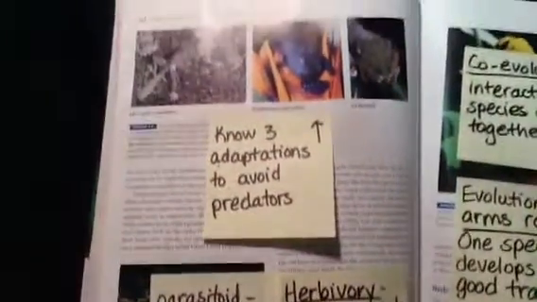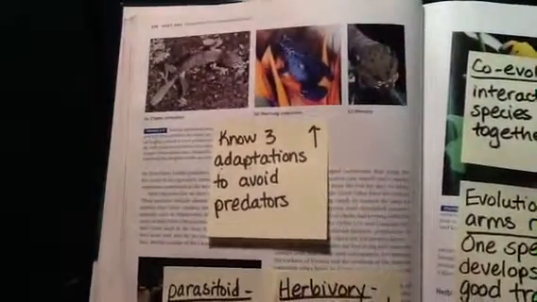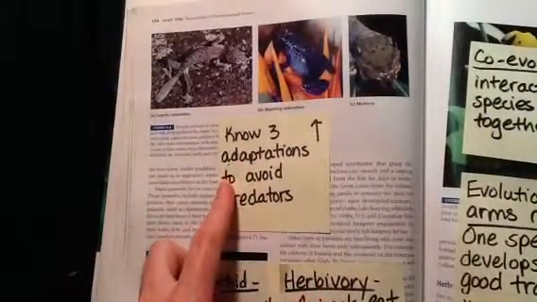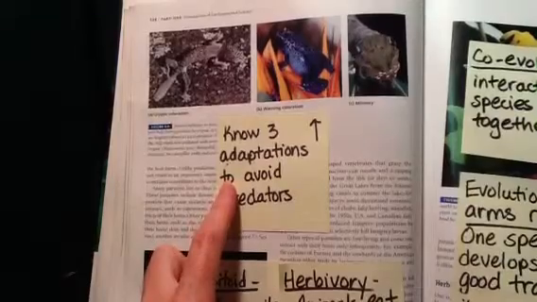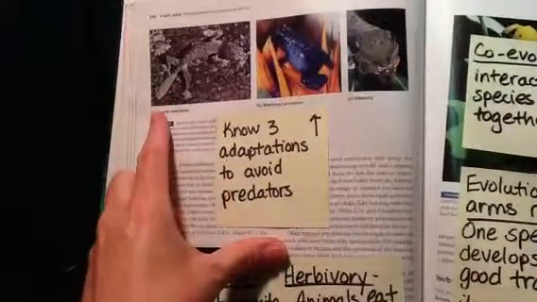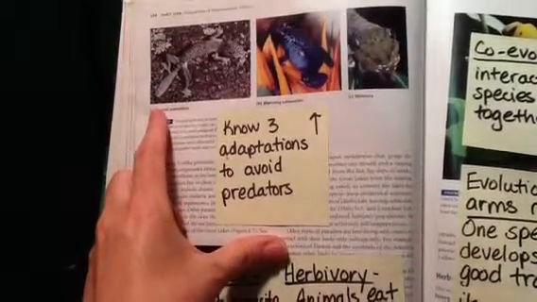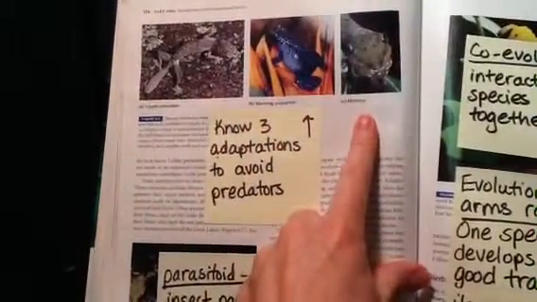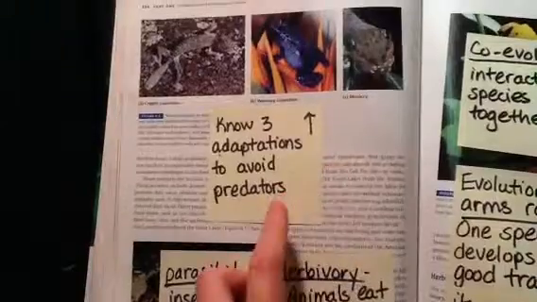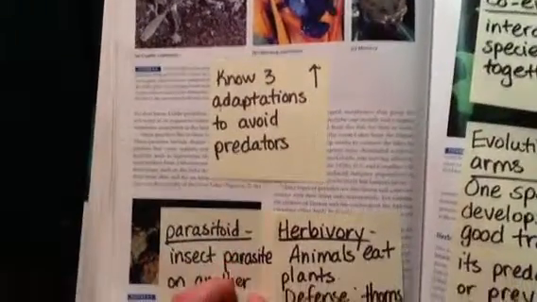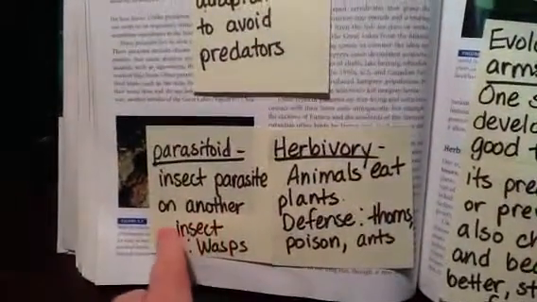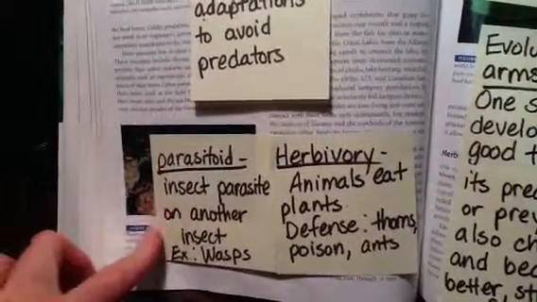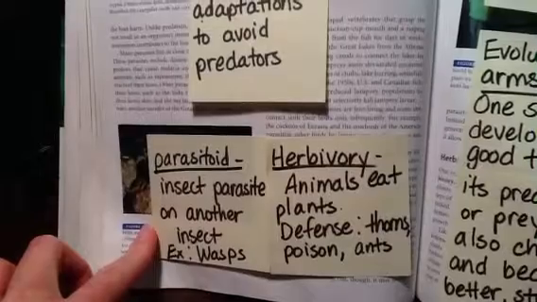On the next page, we have some adaptations to avoid predators. Make sure you know these and can be able to write about these for a free response question. This is page 154. So cryptic coloration, warning coloration, and mimicry. Make sure you can describe all three of those. A couple of other terms on page 154. A parasitoid is an insect parasite that feeds on another insect.